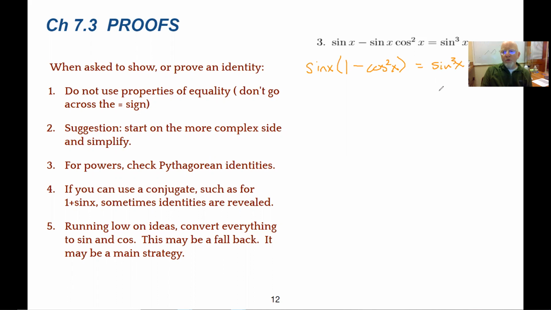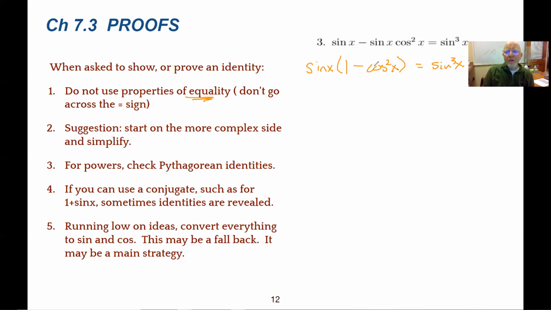Now, what your tendency might be to do right now is to divide by sine x. Divide both sides of the equation by sine x, but that is a property of equality. So you cannot do that. Don't do that. Don't look at this and go, oh, let me move some sine x's around. I see sine x's on both sides of the equal sign. That will be fine if you're solving equations, although you have to be careful with this because sine x could be 0 and you shouldn't ever divide by 0. So that would be a problem also. But in this case, we're just going to work on the left side of the equation. We're not going to cross that equal sign. We're not going to use a property of equality.